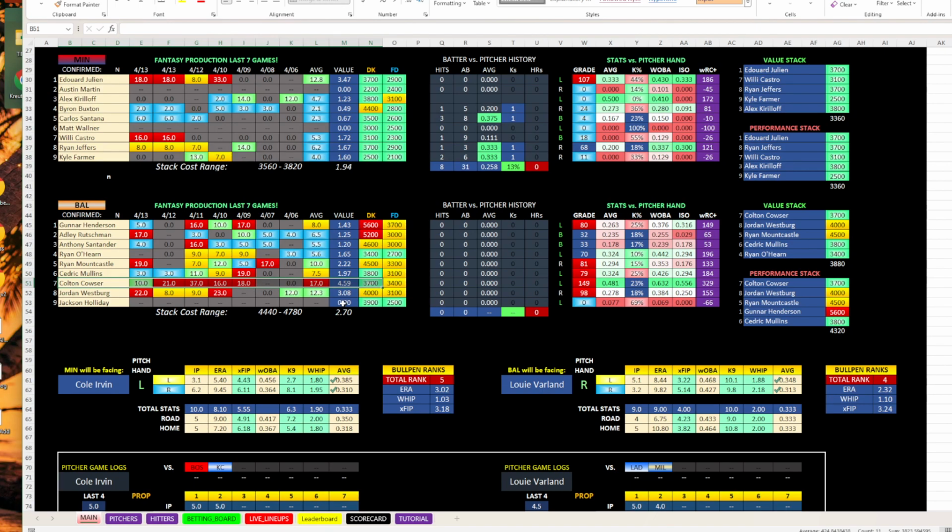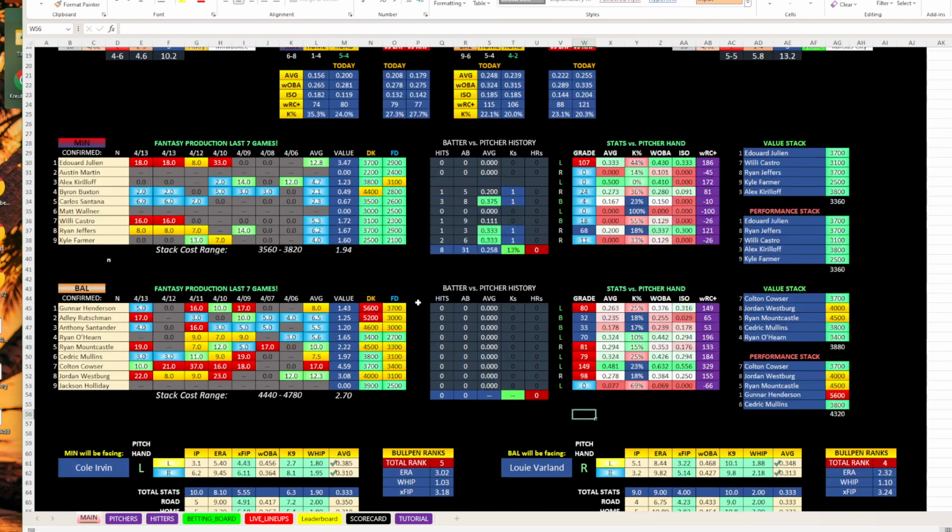Also someone I meant to put in for a prop, as he has a really good setup here. You can see versus pitcher hand, he's hitting .481 with a .632 wOBA, .556 ISO. That is absolutely off the chart. So I would go Varland over 2.5 earned runs for that prop.